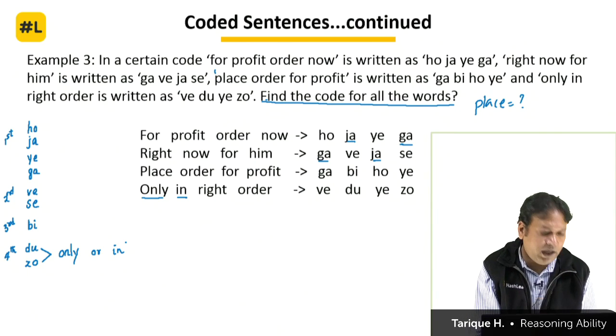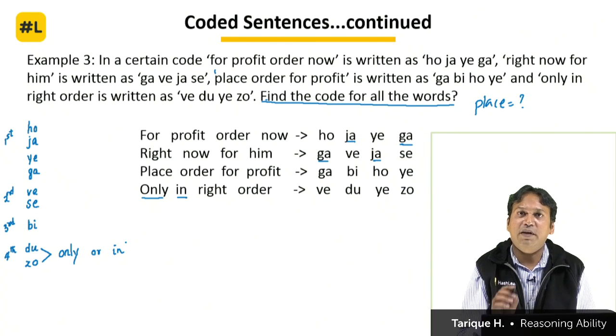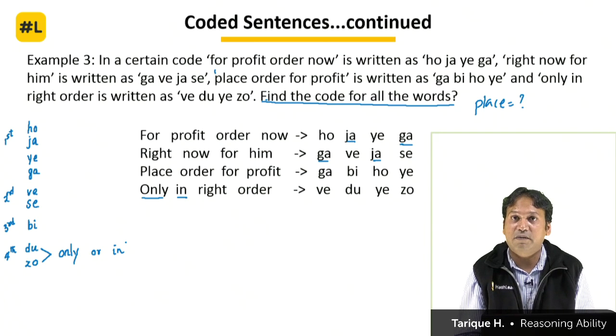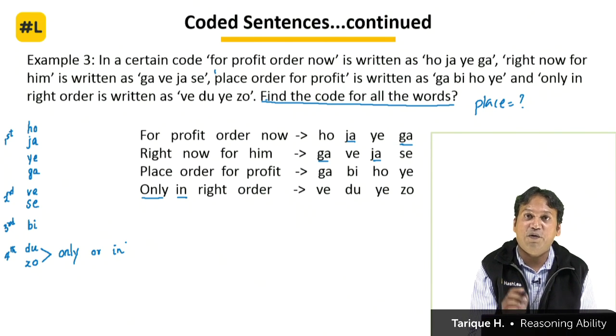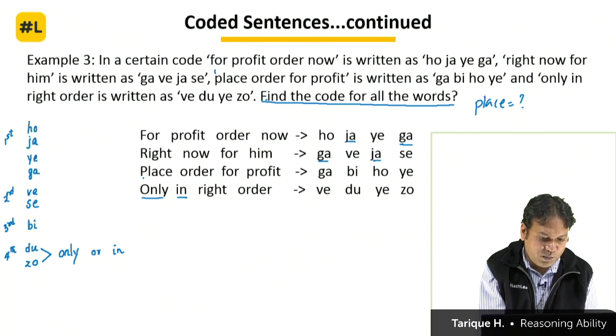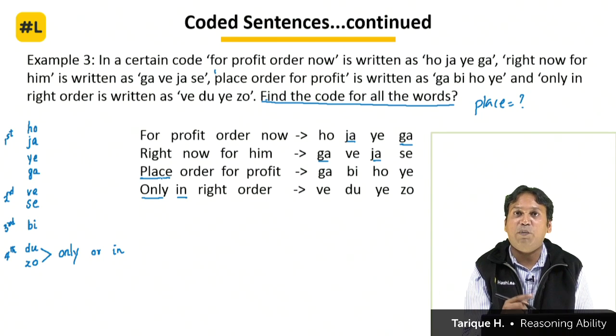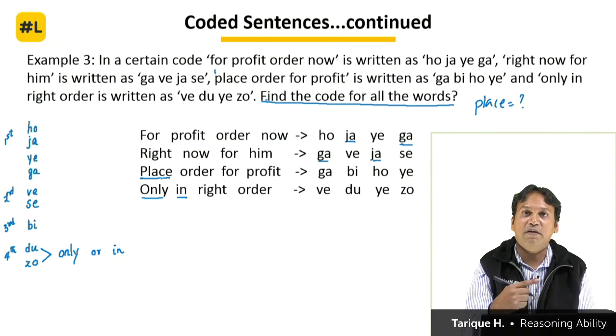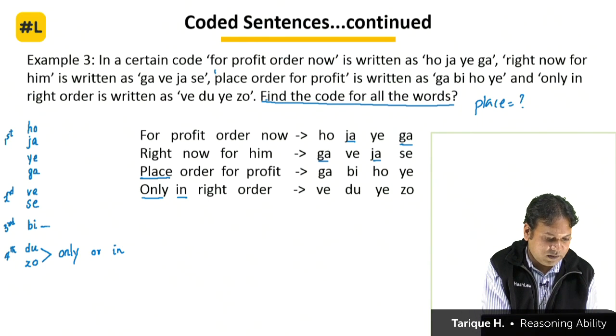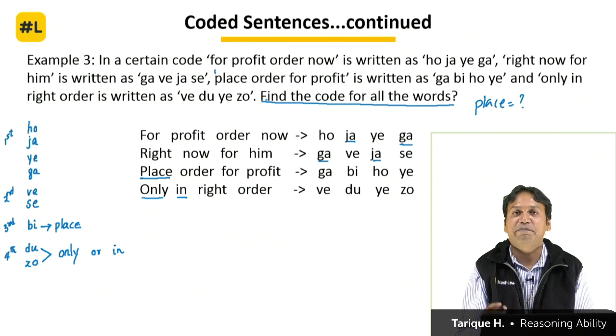The third sentence has only one unique code. So if there is only one unique code in the third sentence, it means there is only one unique word in the third sentence, a word which has not been used before. Which is that word? That word is place. You see, place has not been used in the second sentence nor in the first sentence. That means BI is place. There is no doubt about what the code of BI will be, it is place. This should be worked out first. Within 5-10 seconds only we should know that BI is place.